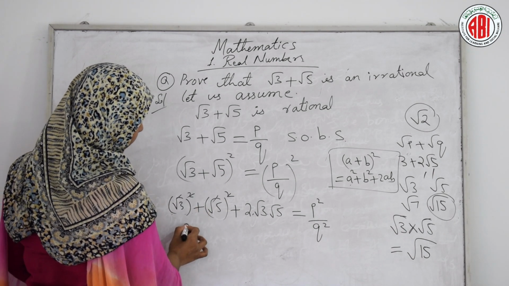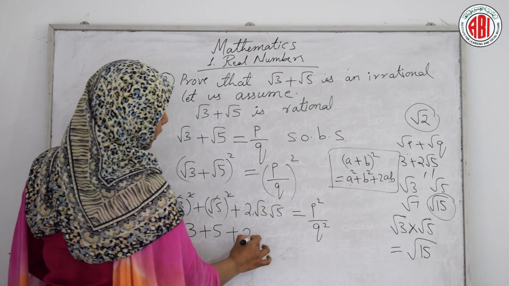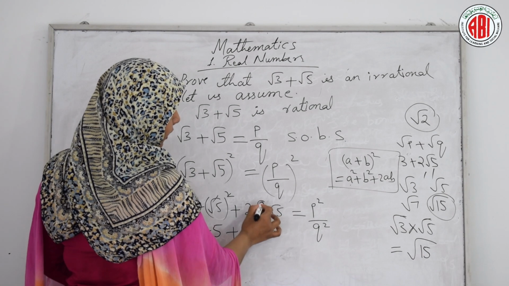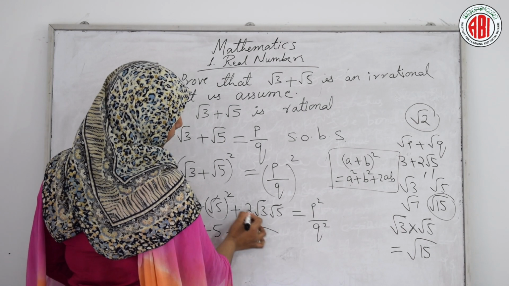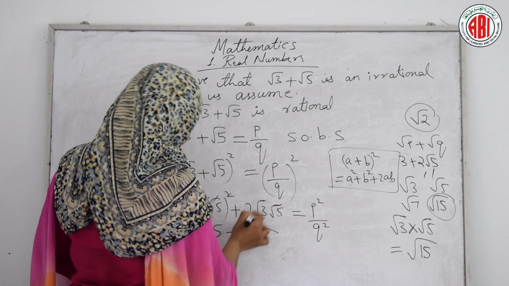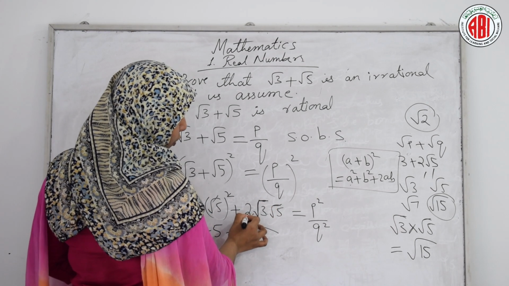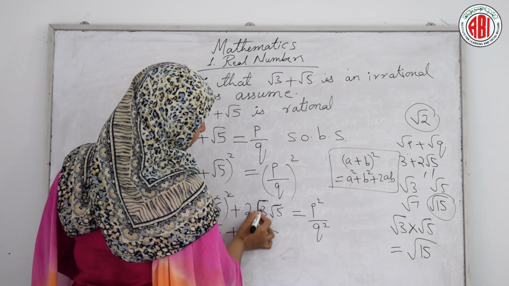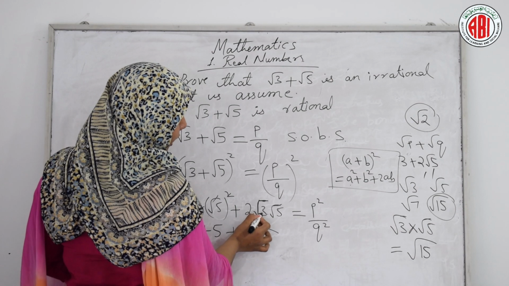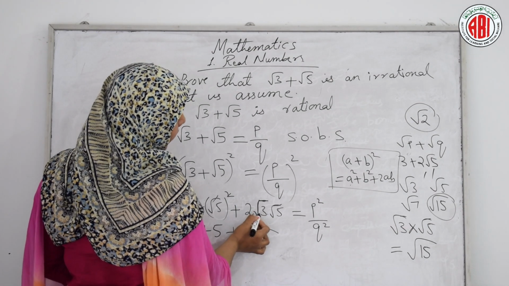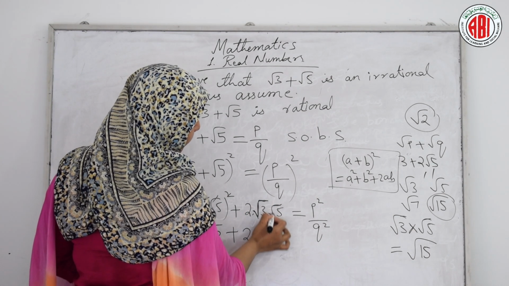So what will be left here? 3 plus 5 plus 2 root. In the multiplication, if root is there, we can multiply those two numbers. We can't multiply 2 and 3 because root is not applied to the 2, so we can't multiply that. Root 3 and root 5 we can multiply, because 2 and root 3 are unlike terms. Here the like terms are root 3 and root 5, because root is applied to both and they are in multiplication form.